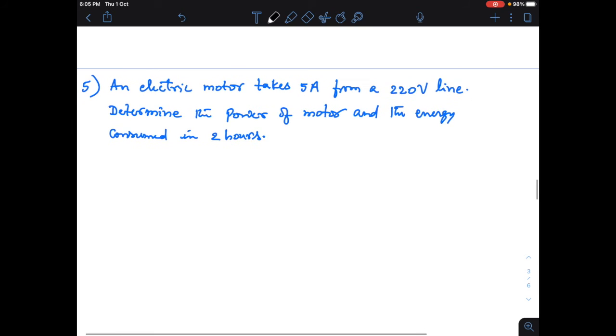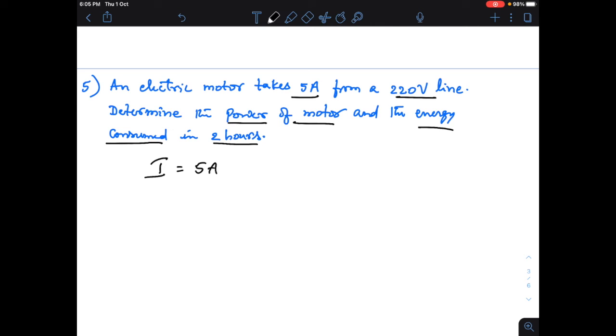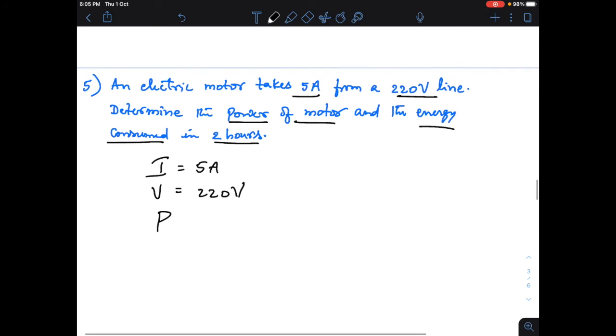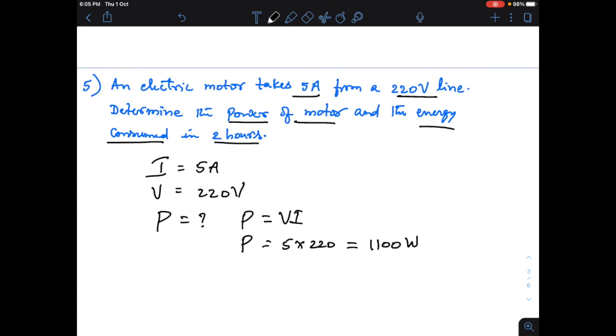Then, an electric motor takes 5 amperes from a 220 volt line. Determine the power of the motor and the energy consumed in 2 hours. So let us find out what is given first. I is equal to 5 amperes, V is equal to 220 volts. First determine the power of the motor. What is the formula for power? With the given data we can use VI. So power is equal to 5 into 220, that is equal to 1100, and the unit of power is watt.